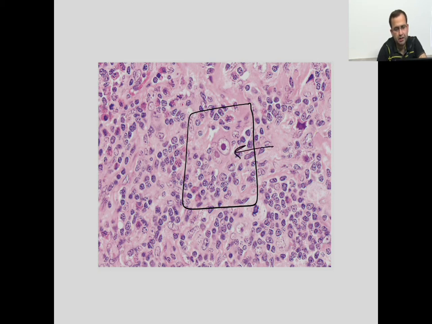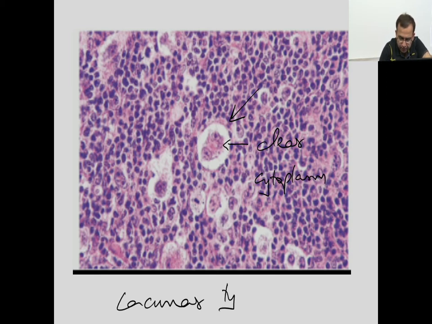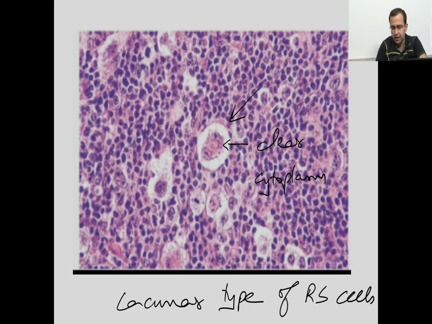It is the same classical RS cell seen in Hodgkin's lymphoma versus this one, which shows a binucleate cell, prominent nucleoli with a clear rim of cytoplasm. This is the clear cytoplasm, that is lacunar type of RS cells. Lacunar type of RS cells seen in nodular sclerosis, Hodgkin's lymphoma.